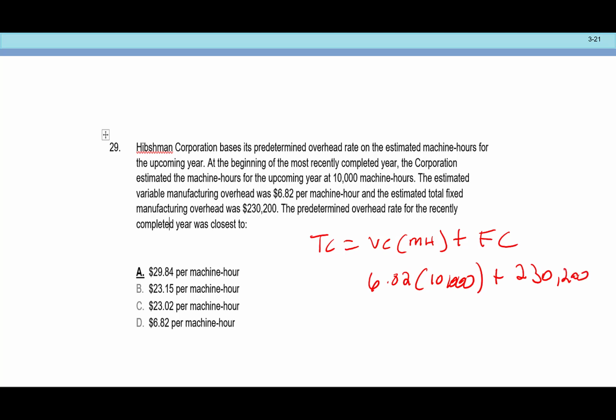So using that, I get what? 6.82 times 10,000 plus 230,200. $298,400. 298,400. Yeah. And we're going to divide that by what? The 10,000 units. And that gives me a predetermined overhead rate of what? 29.84. Okay, good. All right.